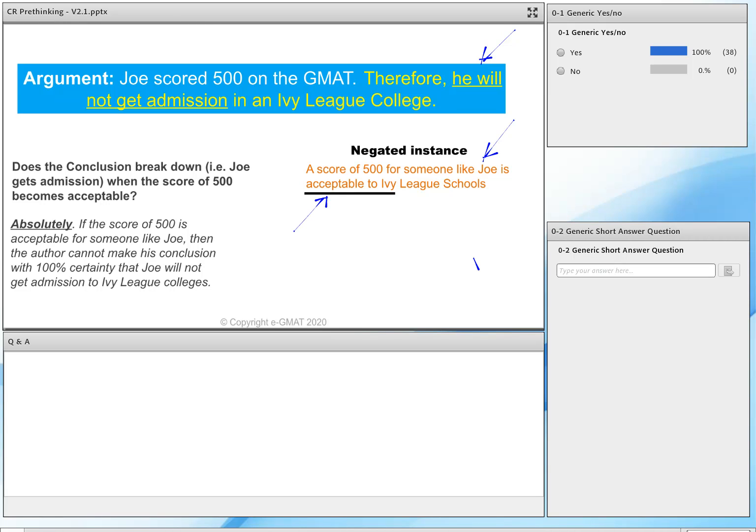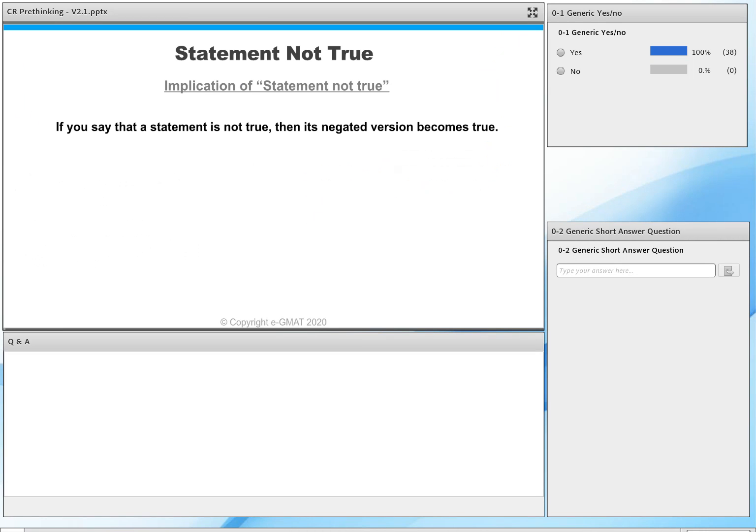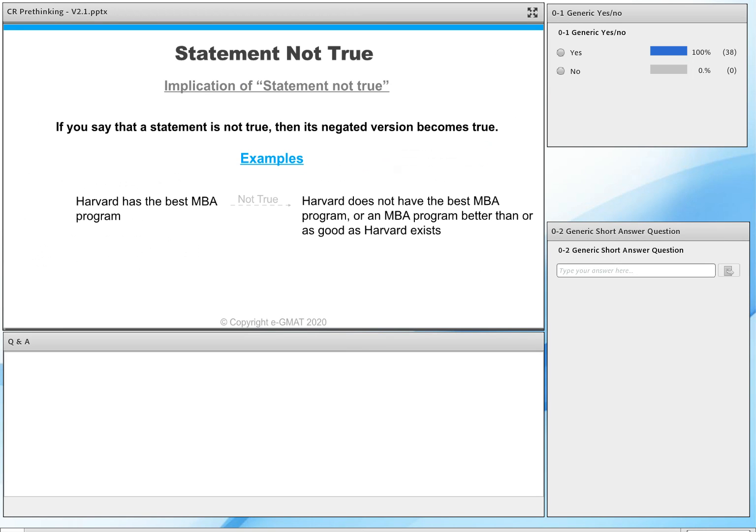So some of you may be saying, how can you say that if a statement isn't true, then its negated instance becomes true? Let's take a few more examples. Okay. When you say Harvard has the best MBA college, and if you say that's not must be true, what you are essentially saying is that Harvard does not have the best MBA college, or an MBA program which is better than Harvard or just as good as Harvard exists. Right? When you say this is not must be true, you're also saying this implicitly.